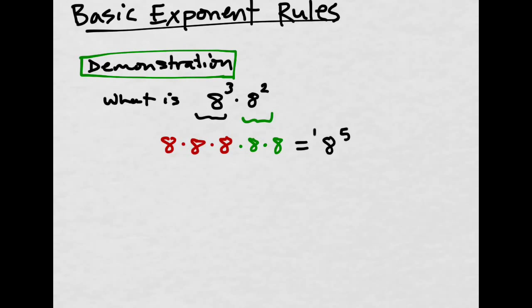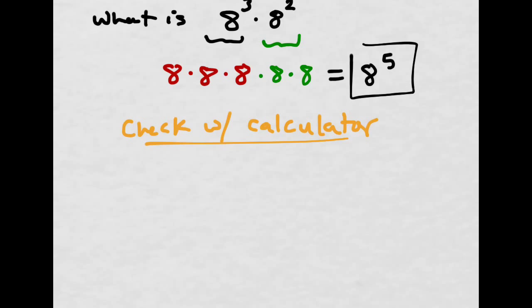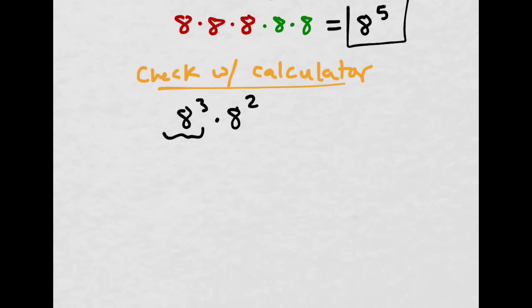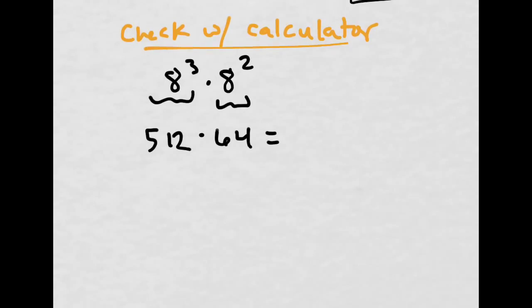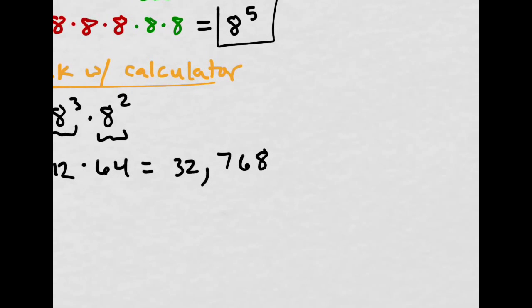Let's check this. That's the way I want to write it, but we'll get to that in a minute. Let's check. If we have 8 to the 3rd, I'm going to use a calculator now. If I'm using PEMDAS, before I do the multiplication, I have to do the exponents. So I'll say 8 to the 3rd times 8 squared. In a calculator, 8 to the 3rd would be 512. And then 8 squared is 64. And 64 times 512 is 32,768.